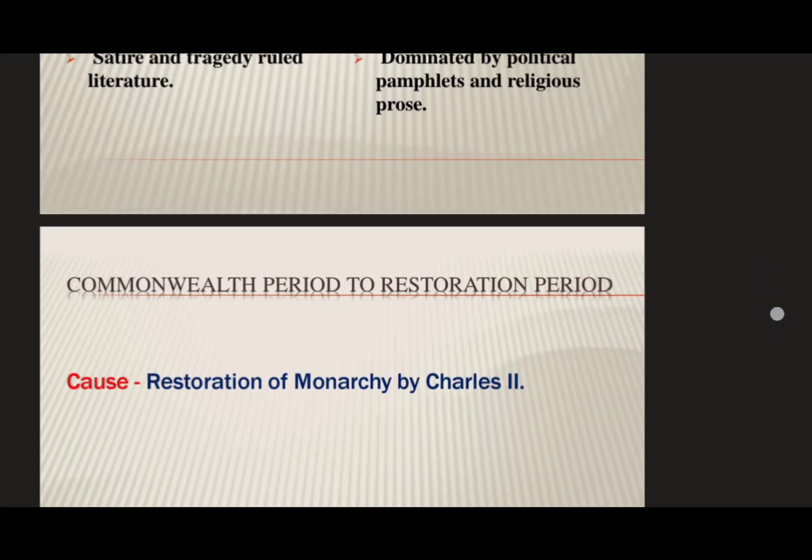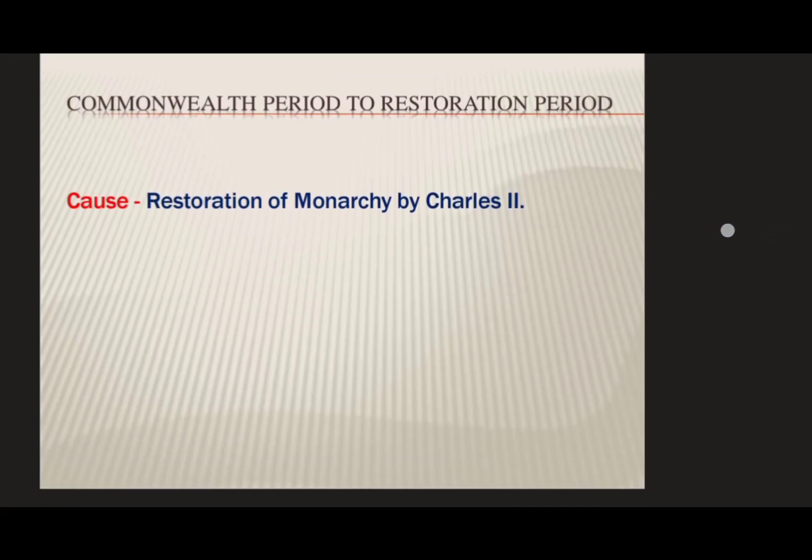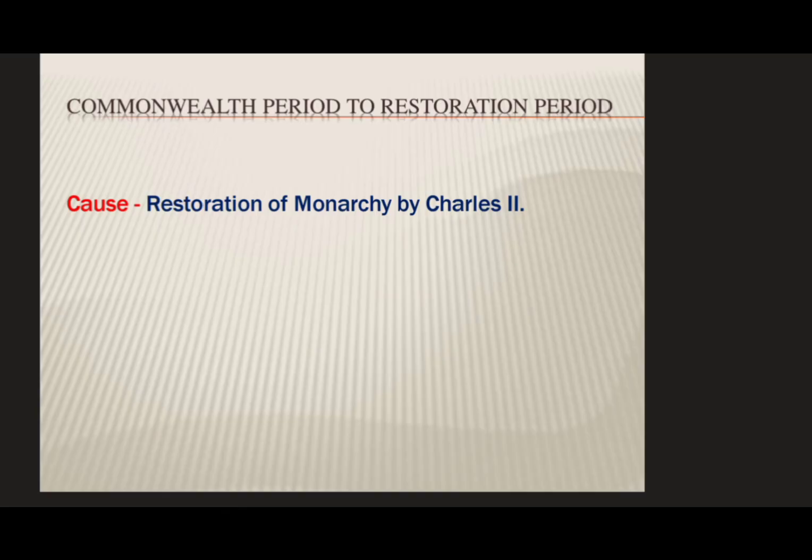After the Commonwealth period came the Restoration period. What caused the Restoration period? Restoration of monarchy by Charles II. Charles II was the son of Charles I. He came to the throne and he restored the monarchy in England. That led to the rise of a new period, that is Restoration period.